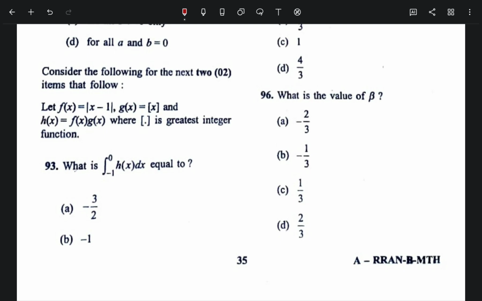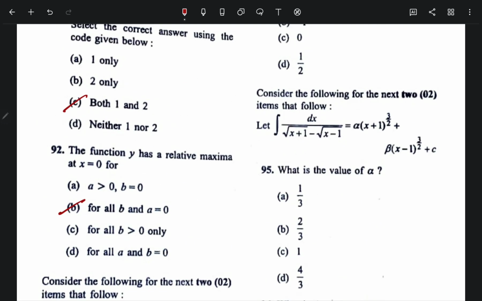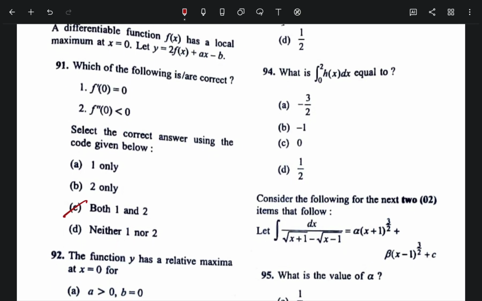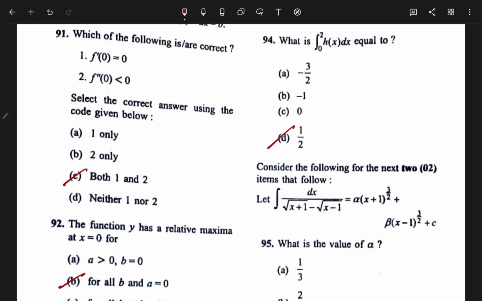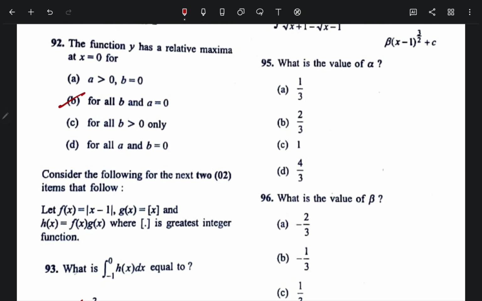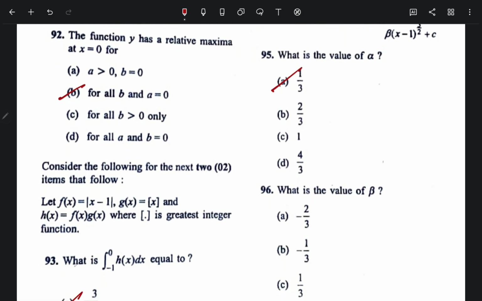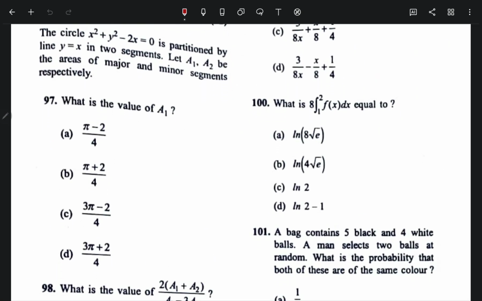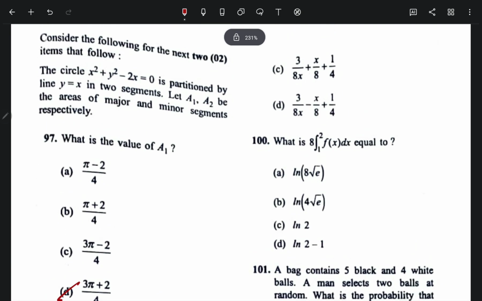Then 93, you get it to be A. So again you have the greatest integer function, the differentiation is going to be easy. The 94, you get D. 95, you get A. 96, you get C. 97, you get D. So we go to the geometry section in circles.